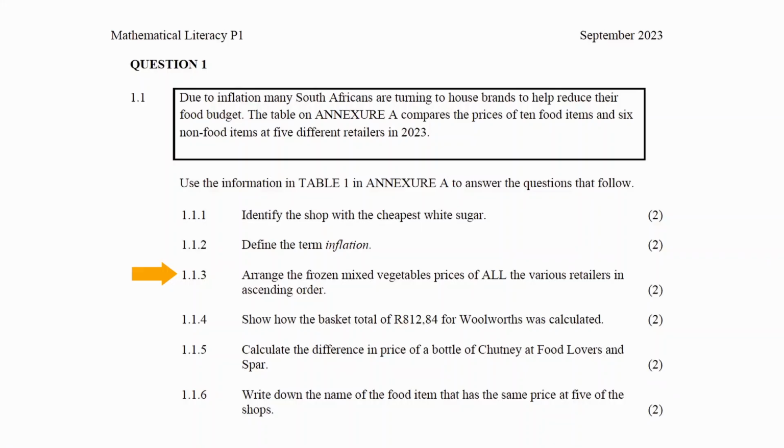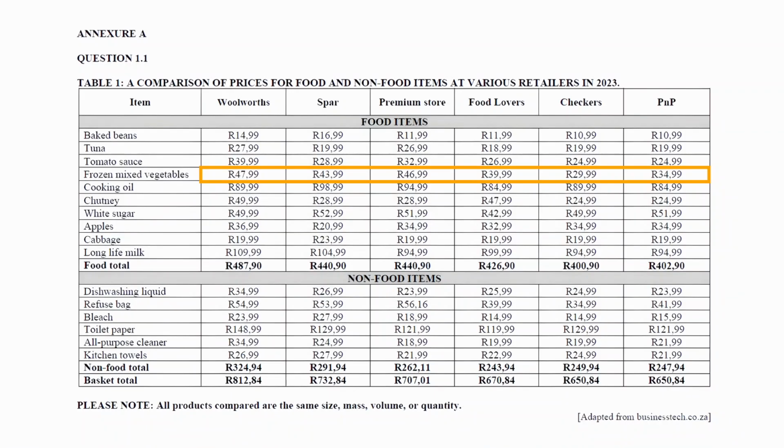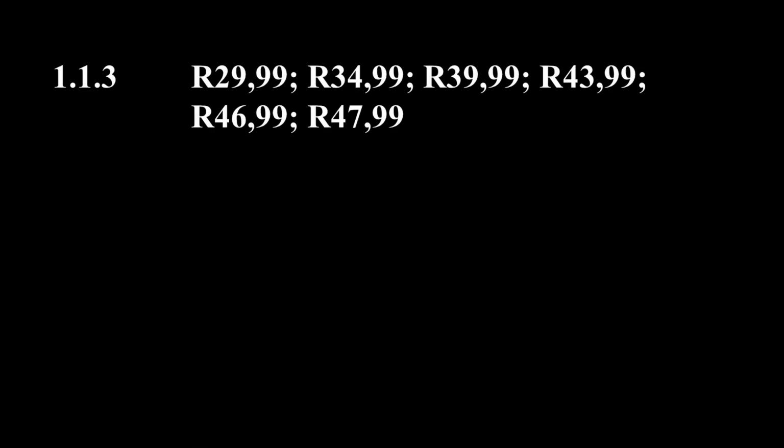In question 1.1.3, you have to arrange the frozen mixed vegetable prices of all the various retailers in ascending order. Now, ascending order means we have to arrange the data from the smallest value to the largest value. The mixed frozen vegetables for each retailer is listed here. Arranging these prices in ascending order will look like this.